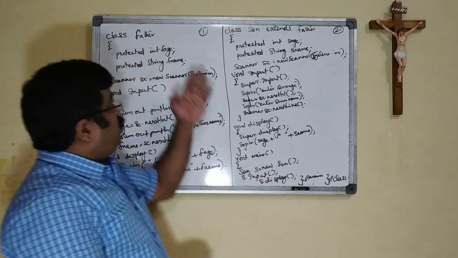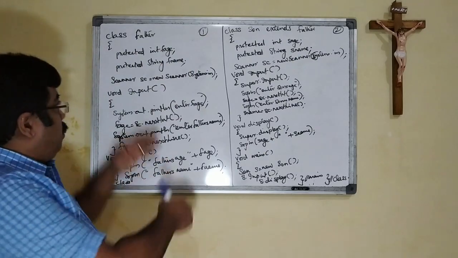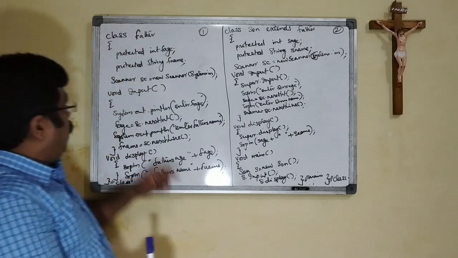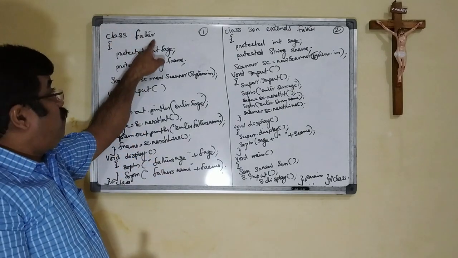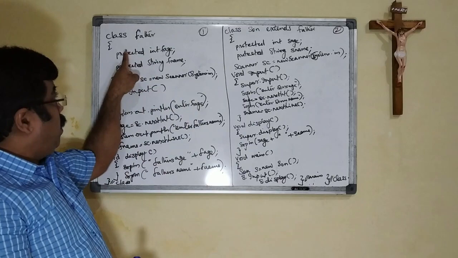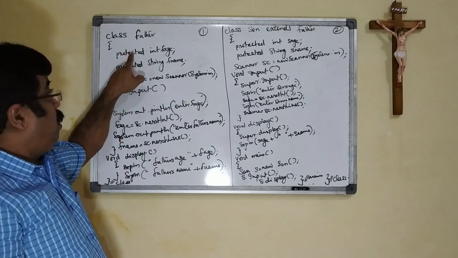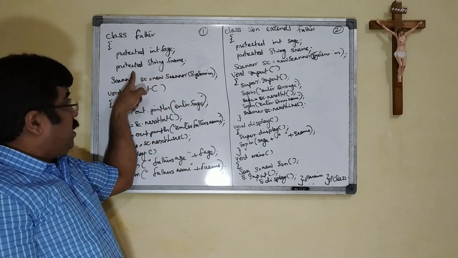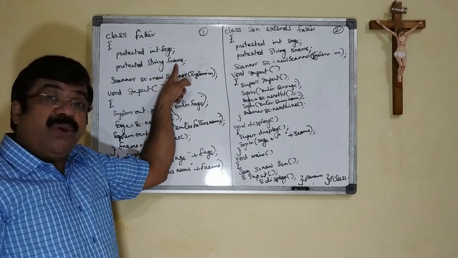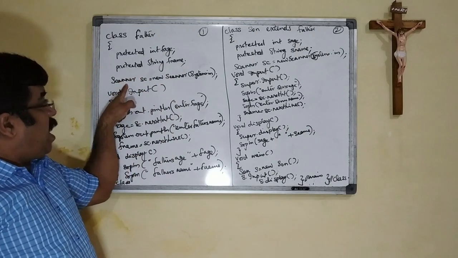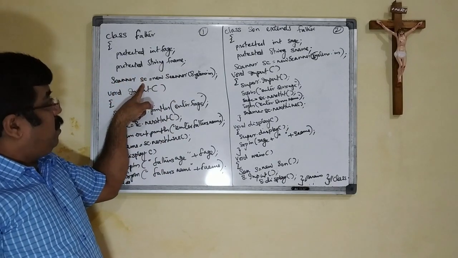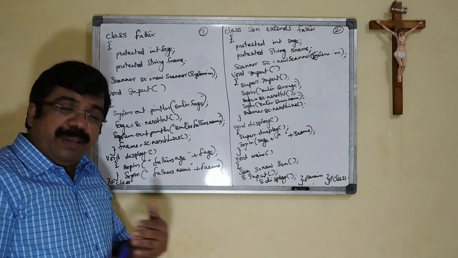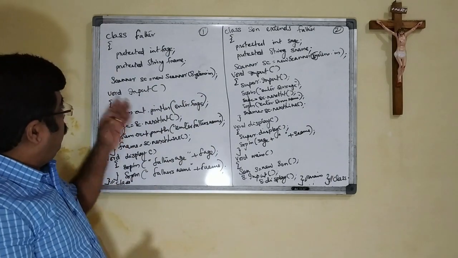Let's see, the first class is written. This class is written on a first screen. Class Father. Protected data members: protected int age, protected String name. Scanner sc = new Scanner(System.in), we are making one Scanner class object.